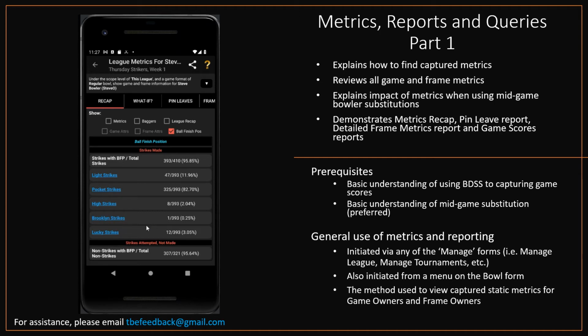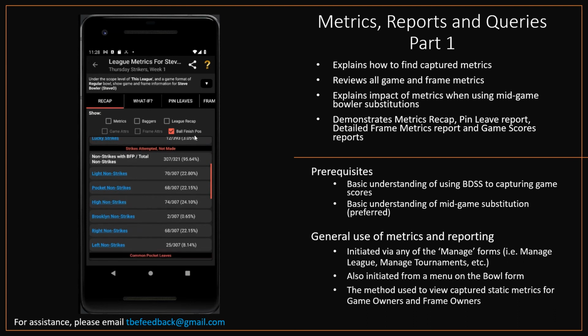As I scroll down, you'll see metrics are available for BFP for both strikes and spares. In this example, you see BFP for strikes made, which shows percentage of strikes, such as light strikes, pocket strikes, high strikes, Brooklyn strikes, and lucky strikes. You see strikes that were attempted, but the strike did not occur, meaning maybe you left a 7 pin or a 10 pin or some other pin combination.